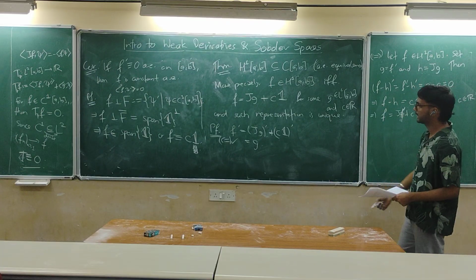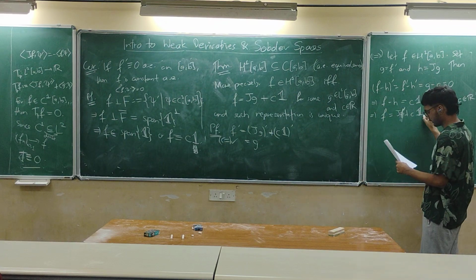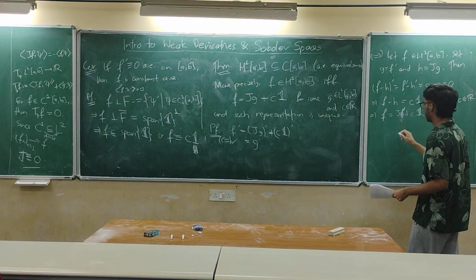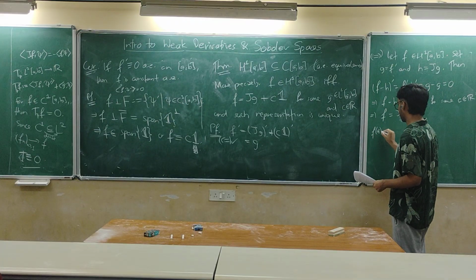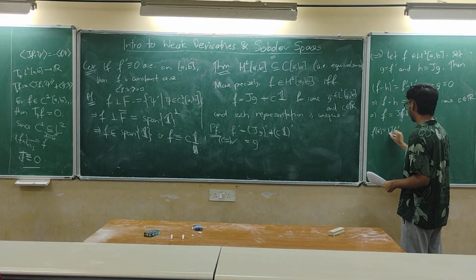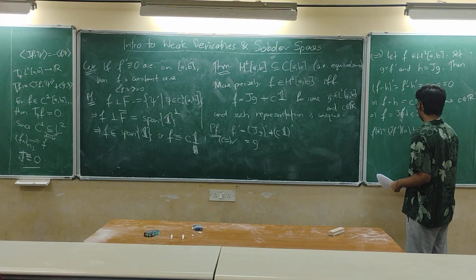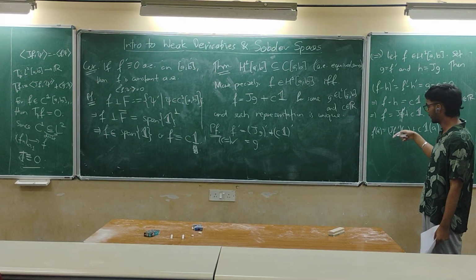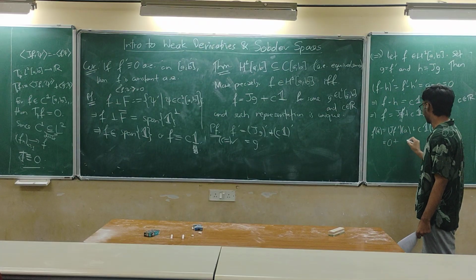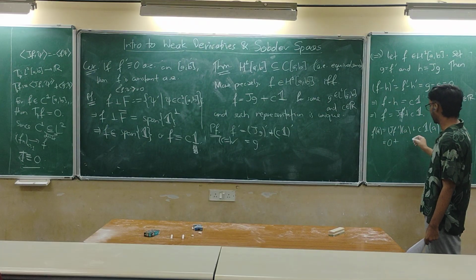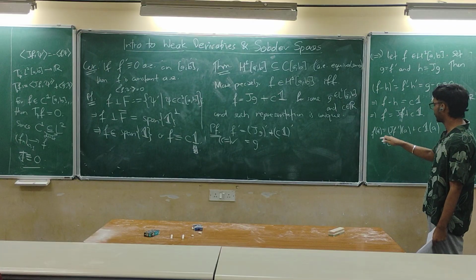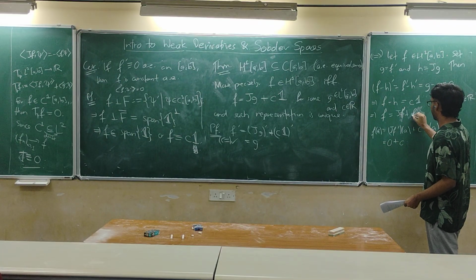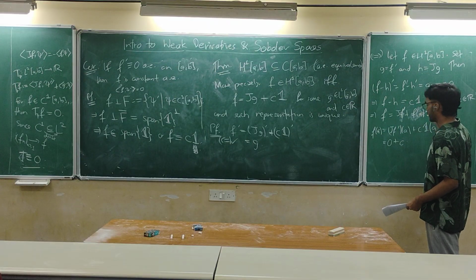To show this representation is unique, we have, if I evaluate this at a, f of a is equal to the integral operator at a plus c times the identity at a. But the integral from a to a is 0, and the identity is just 1, so it's 0 plus c. This implies that c is equal to f of a. So the representation is in fact the integral of f prime plus f of a times the identity.